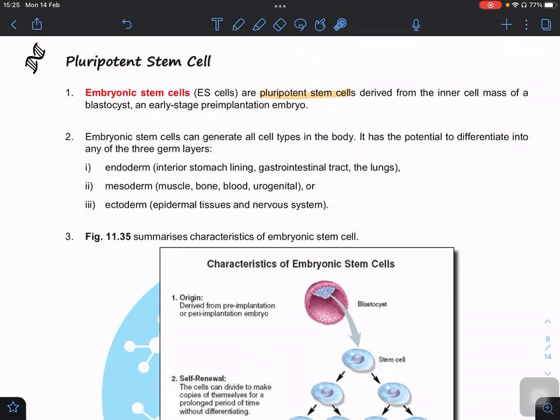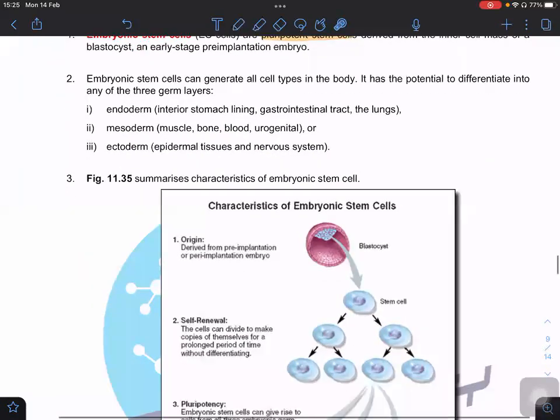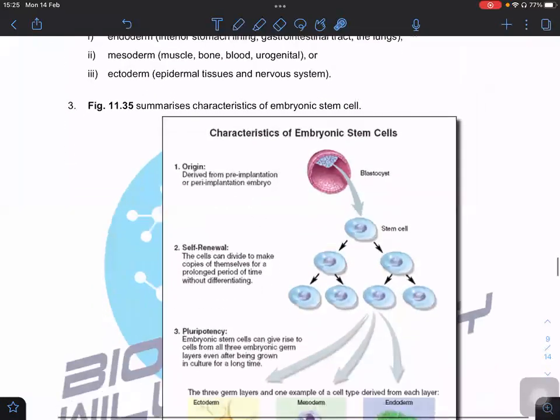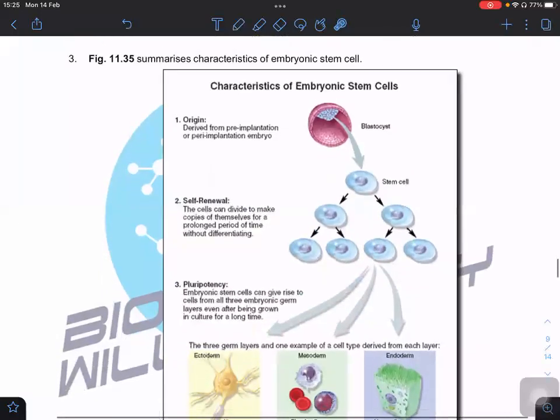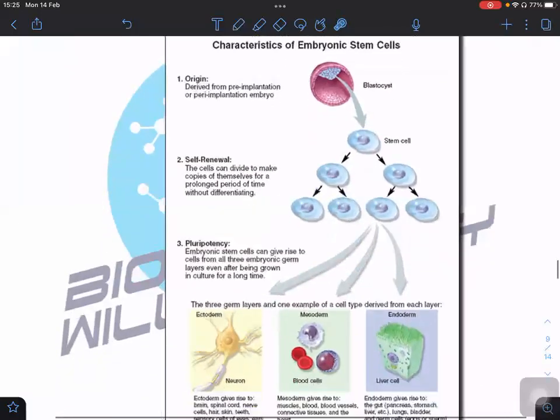But basically, embryonic stem cells can generate all cell types in the body. It means that they can form a lot of organs. For example, the endoderm, inside, forms the interior organs, lung, heart. The mesoderm forms the muscle, the bone, the blood. The ectoderm, outside, forms epidermal tissue and nervous tissue. So we have 3 layers: ectoderm, mesoderm, and endoderm. Again, for your information only.